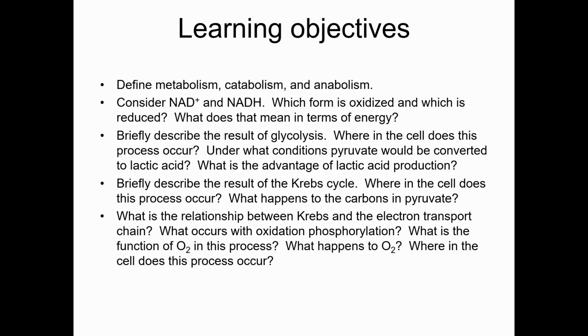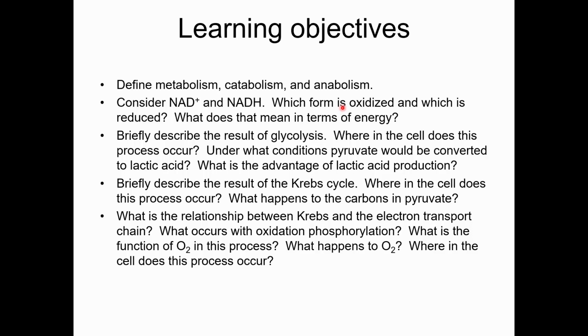Here are our learning objectives for the first section. First of all, we want to define some terms: metabolism, catabolism, and anabolism. And we want to talk about a kind of reaction called a redox reaction. Here's an example: NAD+ and NADH. One form is oxidized, which is a lower energy form, and the other form is reduced. That means a higher energy form.